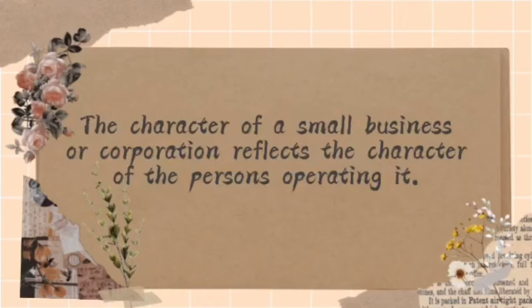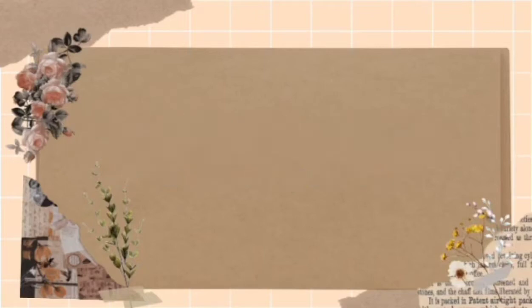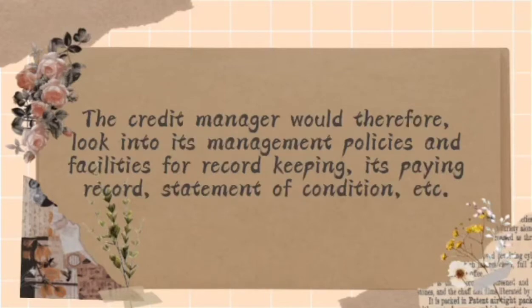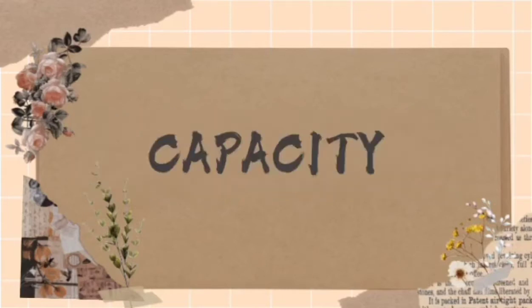In general, the character of a small business or corporation reflects the character of the persons operating it. But in a big corporation or establishment, the case may be different in that its operations are governed by policies. The credit manager would therefore look into its management policies and facilities for record keeping, its paying record, statement of condition, etc. The second C is capacity.